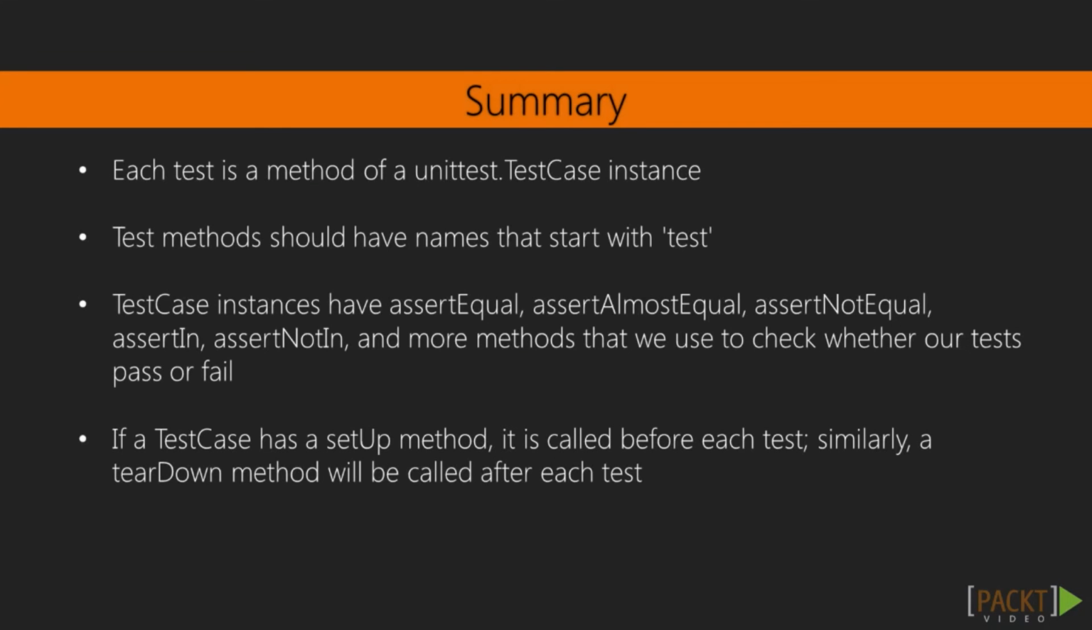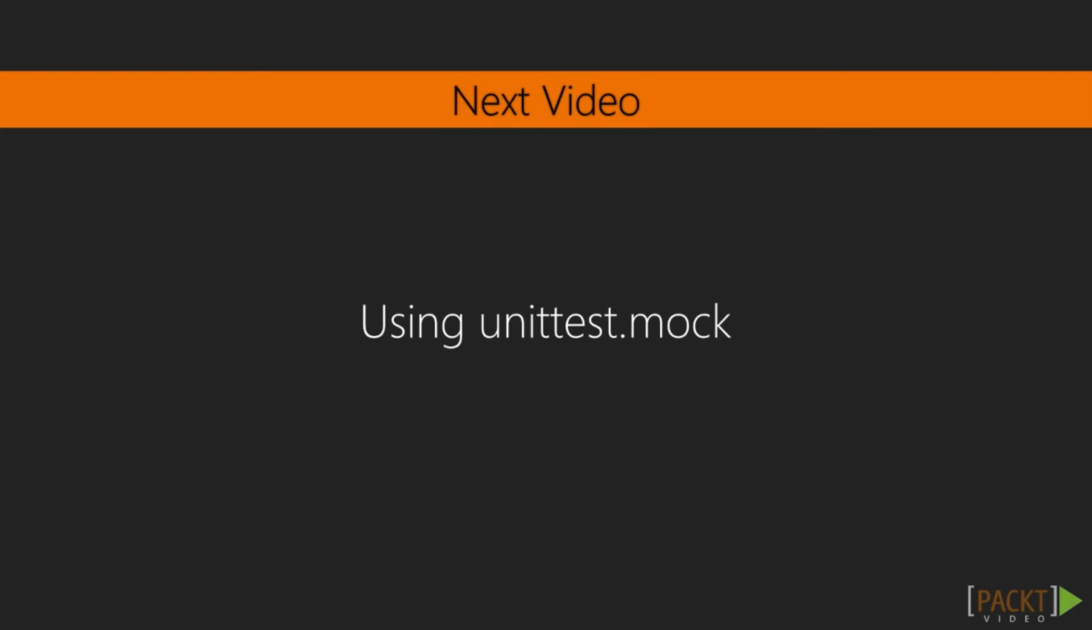Each test is a method of a unittest.TestCase subclass. Test methods should have names that start with the word test. Test case instances have assert equal, assert almost equal, assert not equal, assert in, assert not in, and many more methods that we can use to check whether our tests pass or fail. If a test case has a setup method, it is called before each test. Similarly, a teardown method will be called after each test. There are even easier ways to run the tests, but we'll look at that after we examine mock objects, which is the topic of the next video.